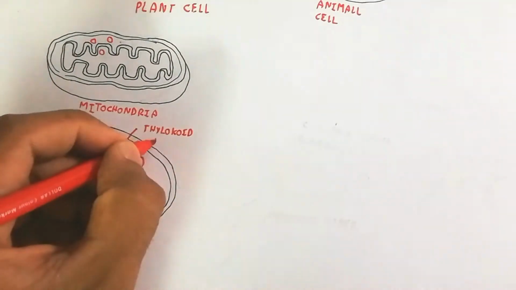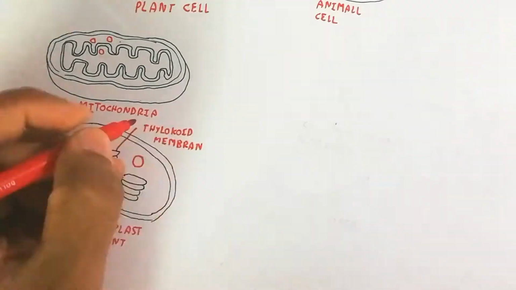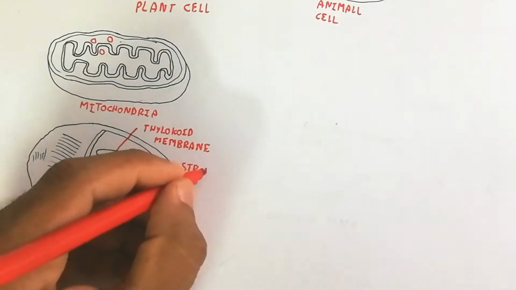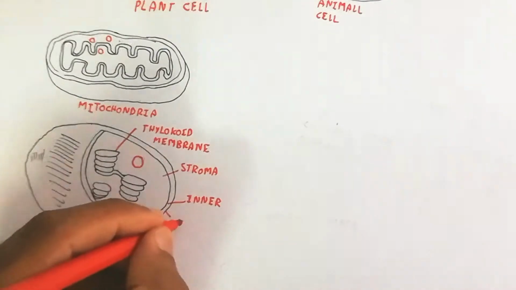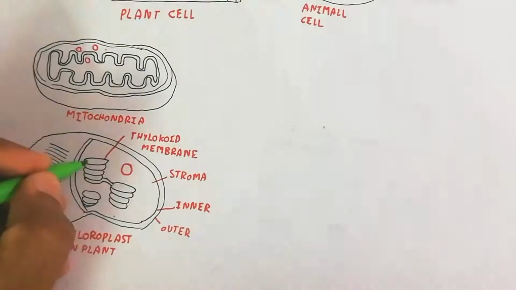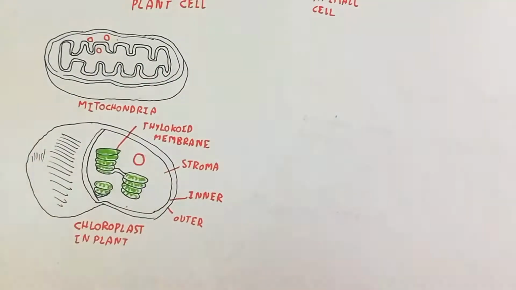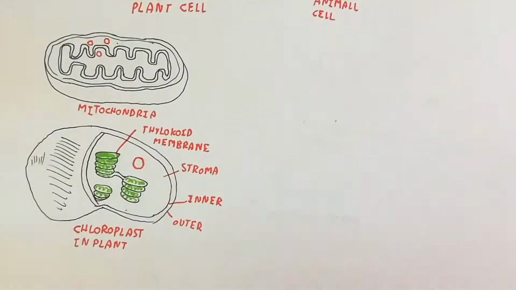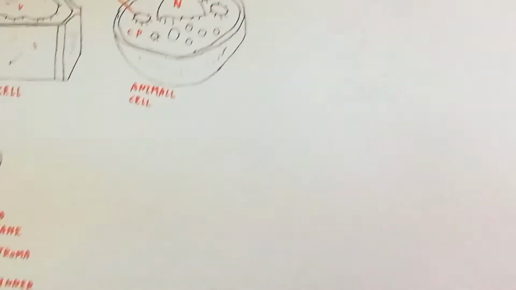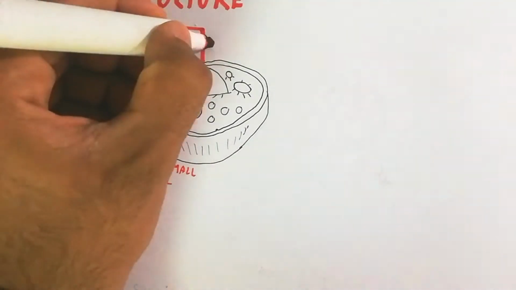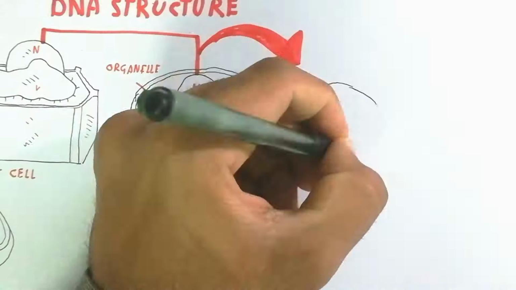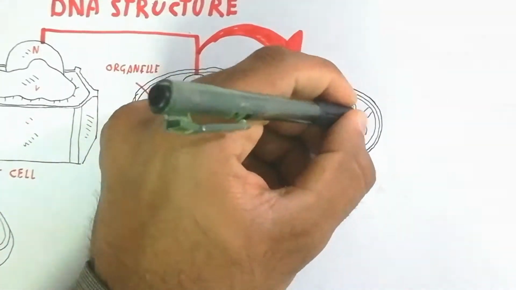Here is the thylakoid membrane, which has a very important function. It absorbs light in the presence of chlorophyll. Chlorophyll is present in the thylakoid membrane, and it is a green pigment containing magnesium, which absorbs the light and produces energy. The light energy is converted into chemical energy in the form of sugar.